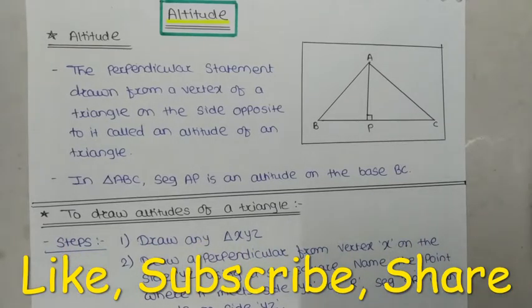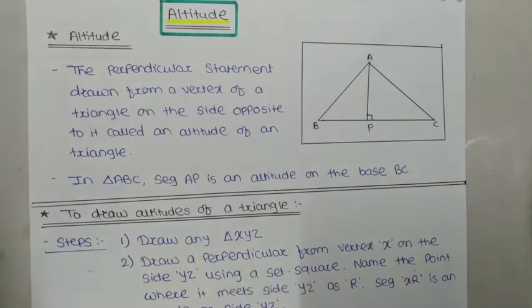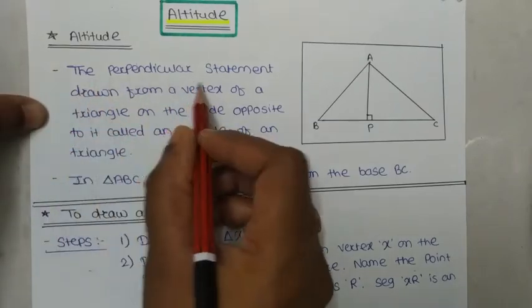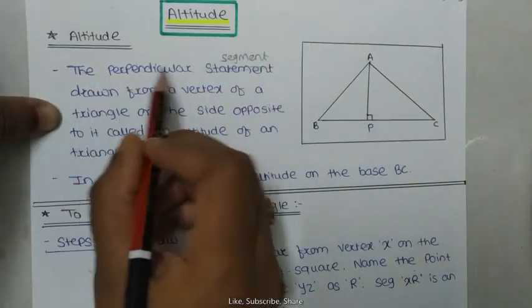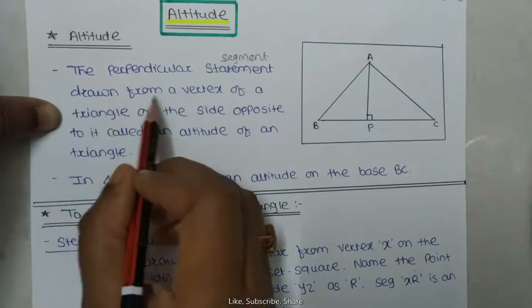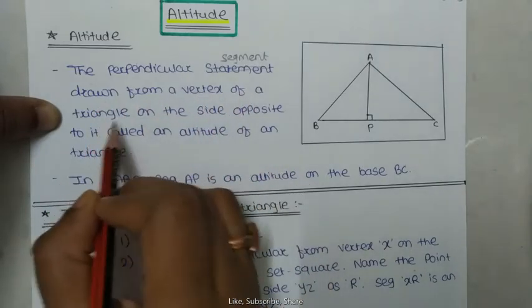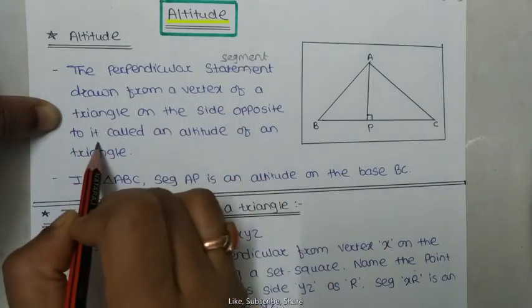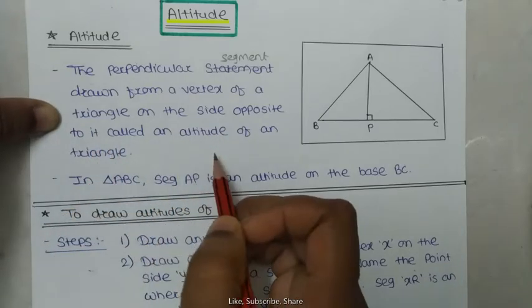Hello students, today we have to start the new topic, that is altitude. In an earlier video we had already learned the basic concepts related to the altitude and median of the triangle. Now we have to start: what is the altitude? The perpendicular segment drawn from a vertex of a triangle on the side opposite to it is called the altitude.